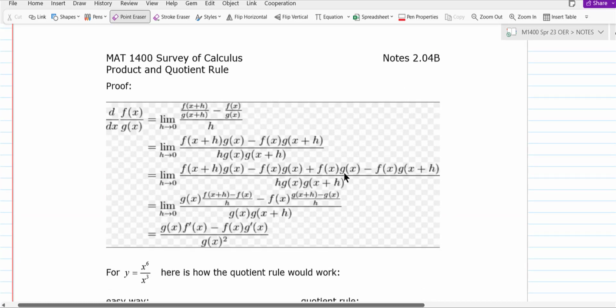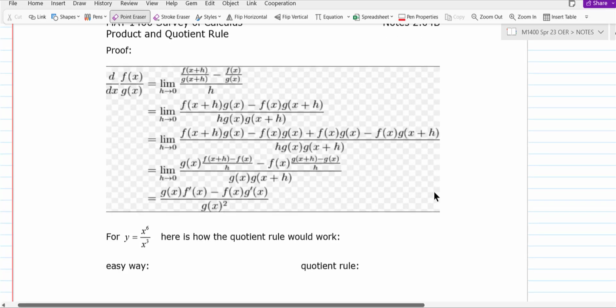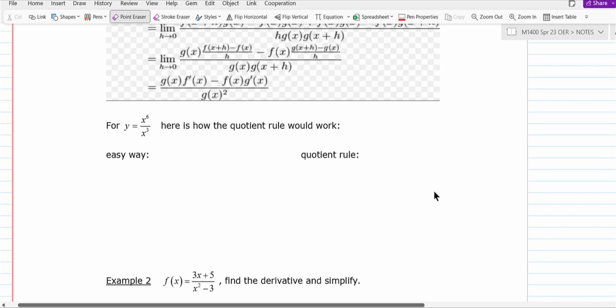That's more or less, if a mathematician goes back to that formula for the derivative, with h goes to 0, out will pop the quotient rule. That's where it comes from, okay? So in this example down at the bottom, I want to show you the easy way and then how the quotient rule works. Then we're going to spend probably the rest of the class just crunching out quotient rule.